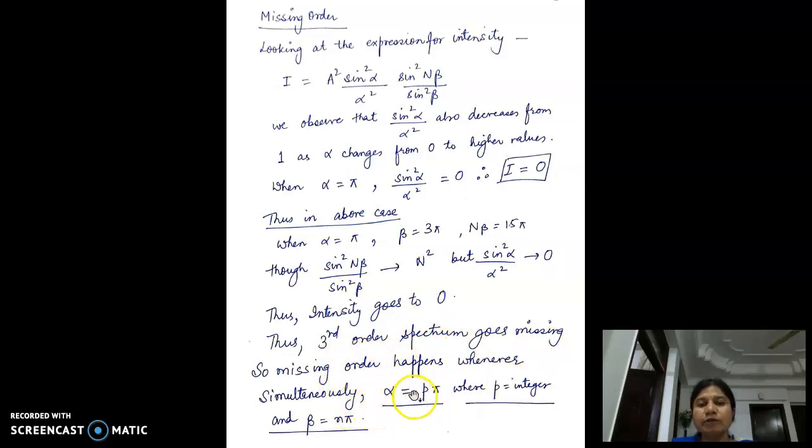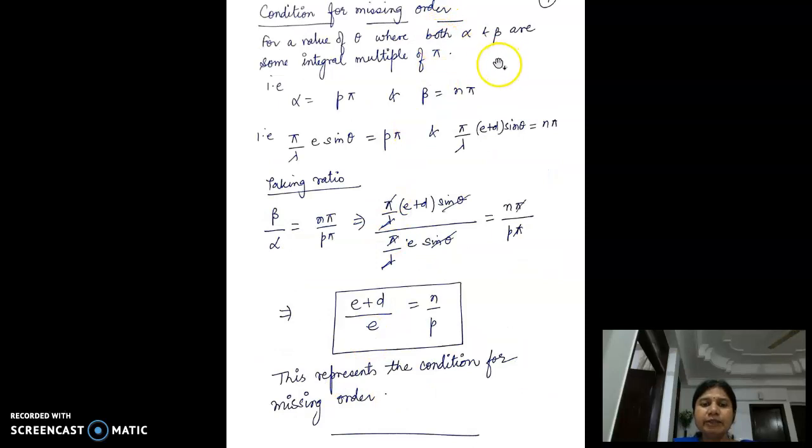This is known as missing order of the spectrum, and it occurs when alpha is some integral multiple of pi, and simultaneously beta is also an integral multiple of pi. So the condition for missing order is that for a given value of theta, when both alpha and beta are some integral multiple of pi, we are going to get a missing order. So alpha is an integral multiple p of pi, and beta is also n pi. When these two conditions are simultaneously satisfied, we represent the condition for missing order. So just have a look at the condition for missing order, and this condition is really important.